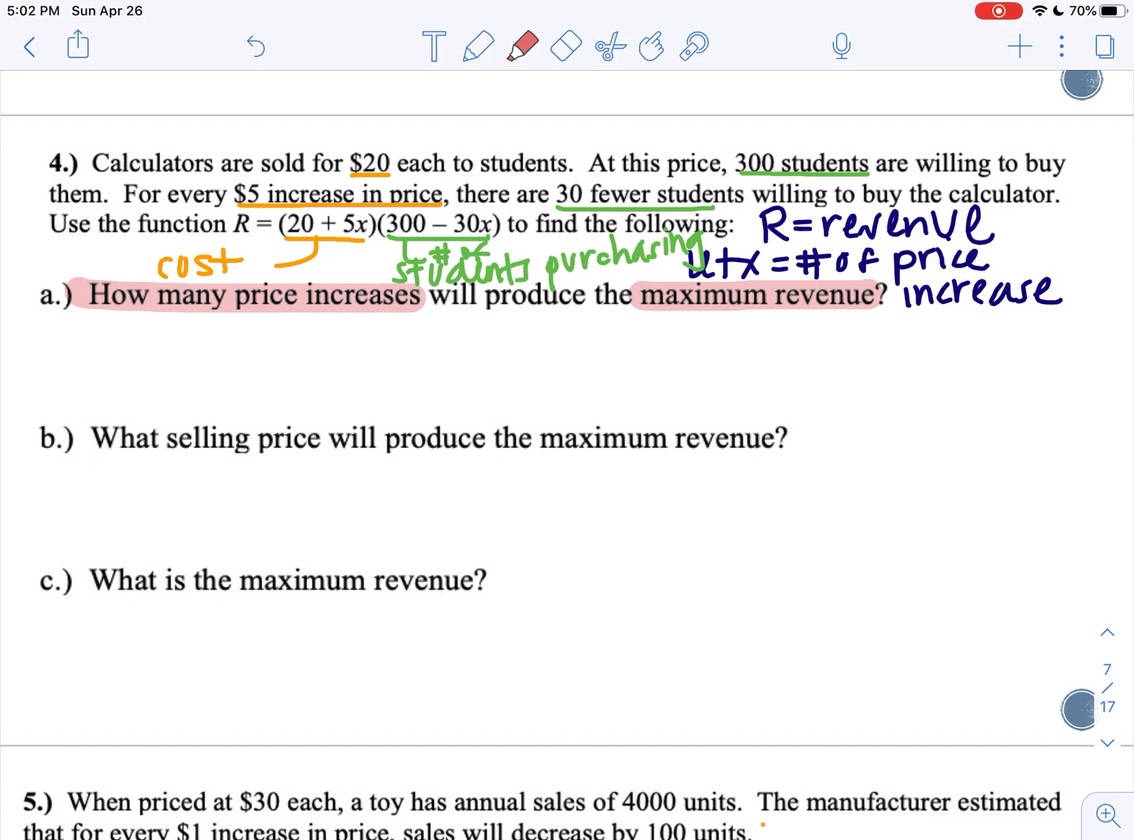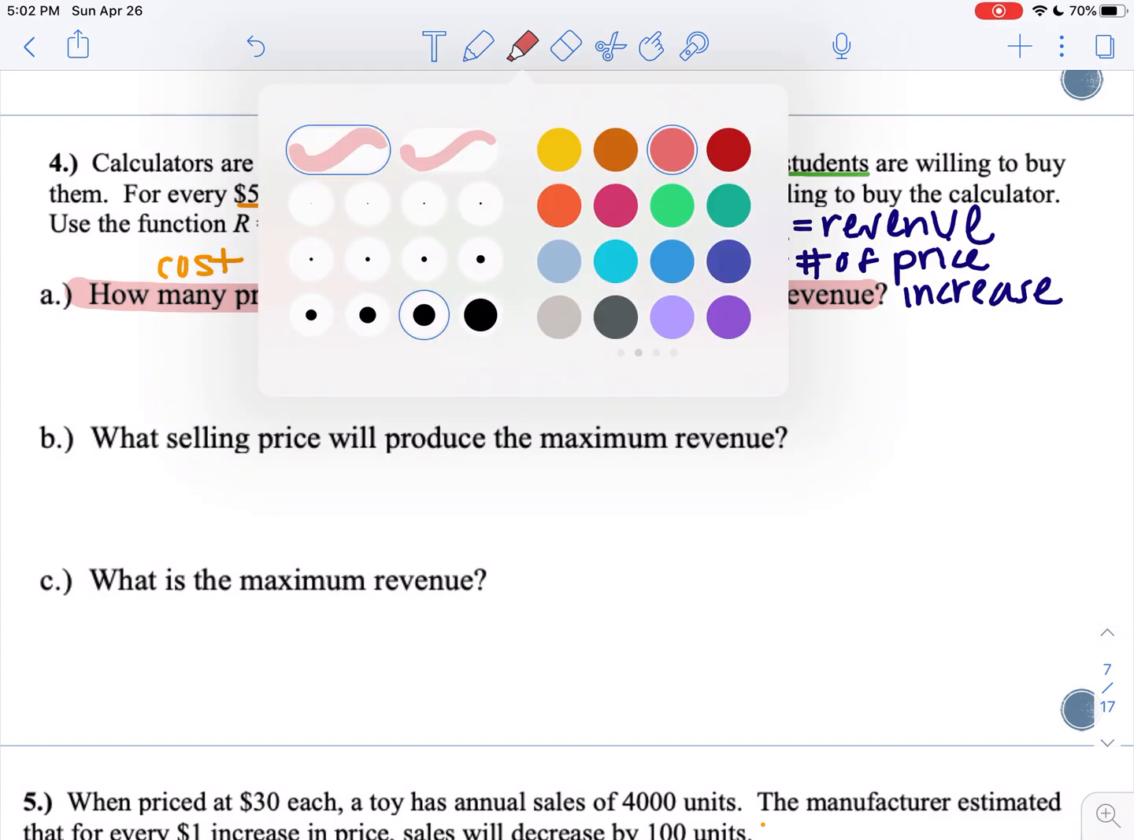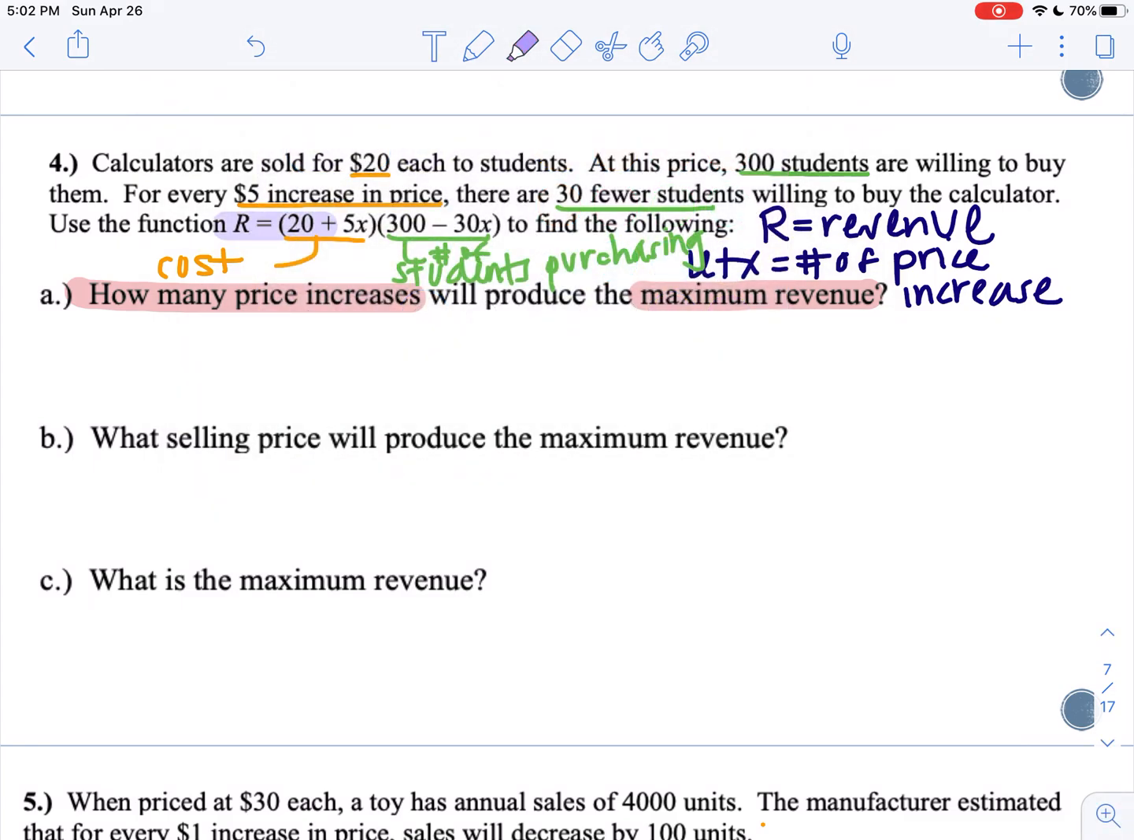Since our original function, which I'm going to highlight in purple right now, is in factored form, I'm going to put it in standard form first. Follow along with me as I do this. I'm going to take my original function, r equals 20 plus 5x times the quantity 300 minus 30x. This is in factored form. I cannot actually pull out my vertex here. Unlike the other examples that we did above this, it's not as easy to pull out my vertex in this factored form.